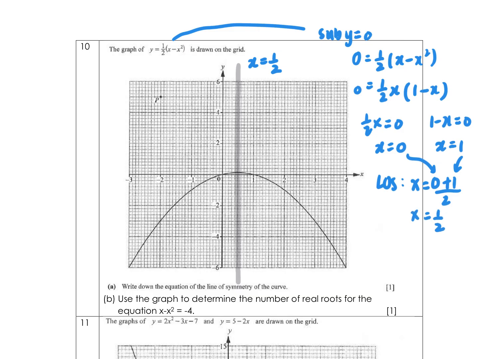But do you have to work so hard? No need. You just give me this, you get the 1 mark already. Okay, but you cannot give me half. You must give me x equals half. It's an equation. It's a vertical line. Don't give me a half there. Okay, so this is just for you to check how we get there.